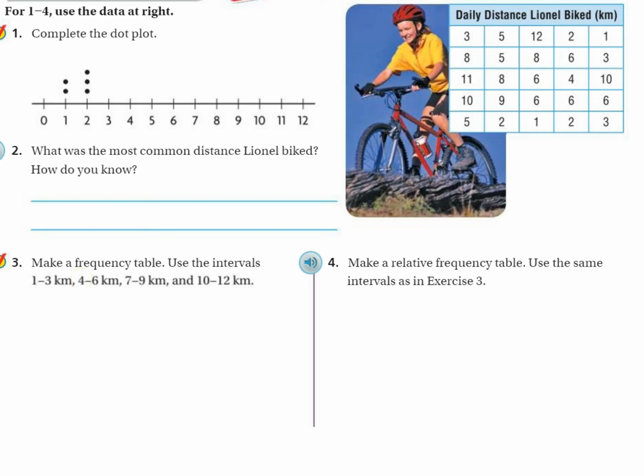All right, now I'm on the top of page 483. Number one, complete the dot plot. So we're using this data over here. They've already done one and two, so we're gonna start with three. There's a three, there's a three, and there's a three. So we put three dots above three.